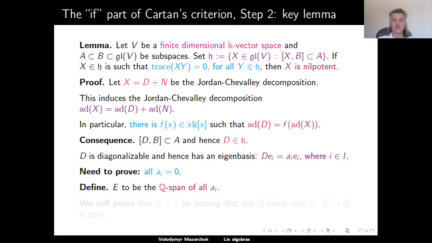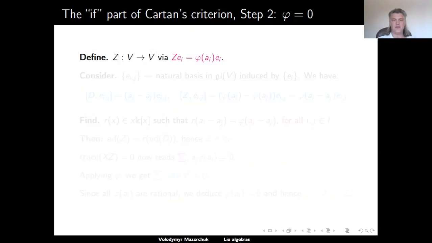We want to prove that this vector space is zero, and we will prove it by proving that any Q-linear map from this vector space to Q is the zero map. Define a linear operator Z from V to V in the following way. The same basis is an eigenbasis, and the corresponding eigenvalues are given by the values of phi of Ai, where phi is our fixed linear map from E to Q. So we want to prove that phi is zero.